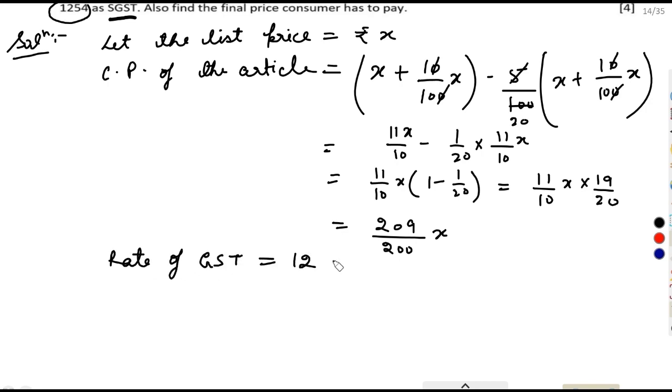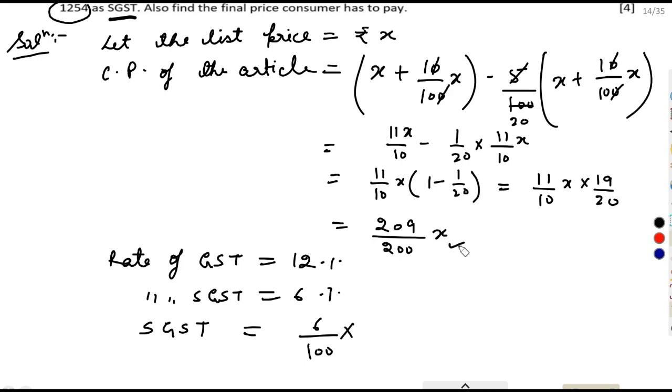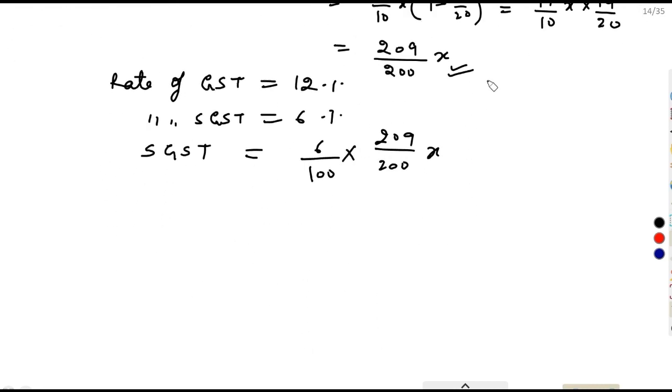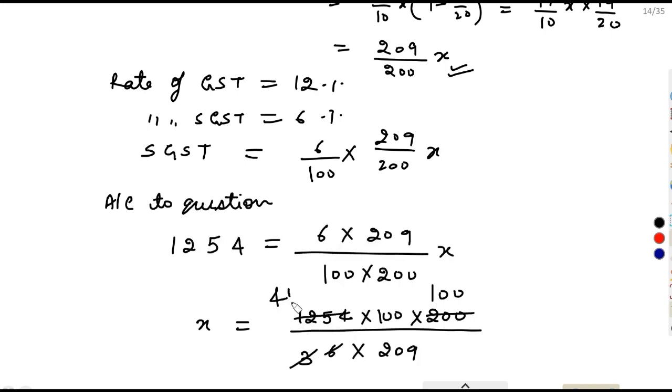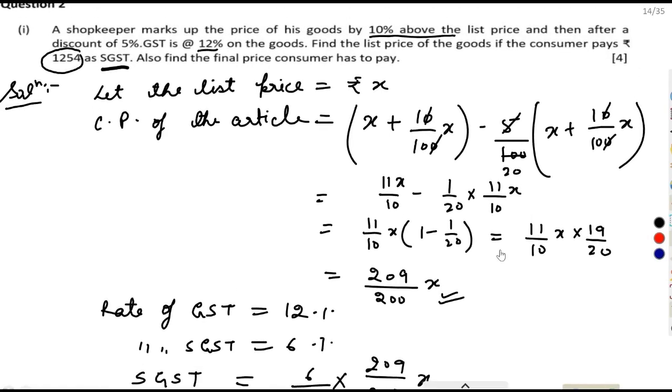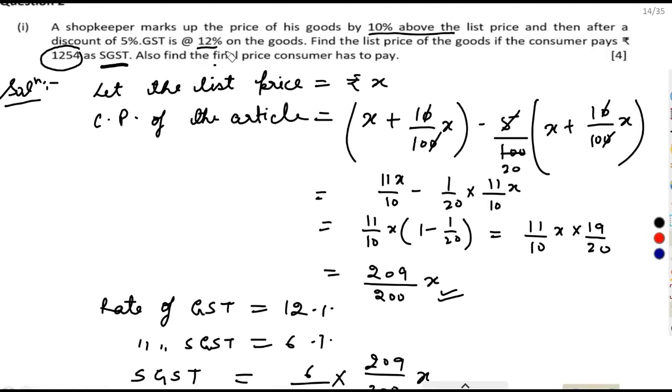If the rate of GST is 12%, then rate of SGST will be 6%. It means SGST paid by the customer will be 6% of cost price. And according to the question, this is equal to 1254. X is 20,000, means list price of the article is 20,000. Now we have to find final price.